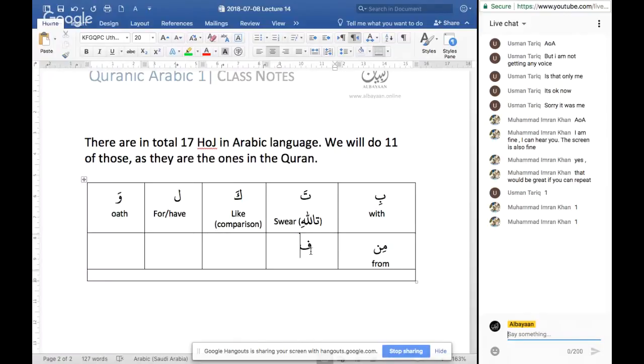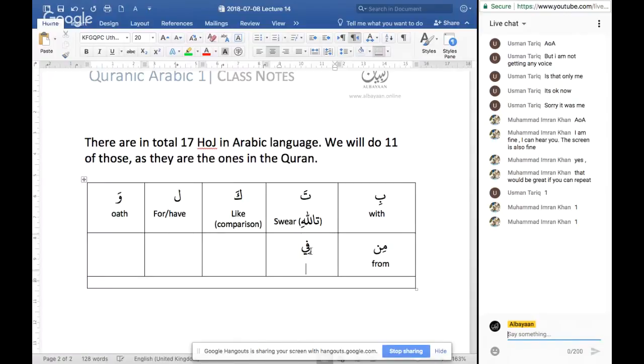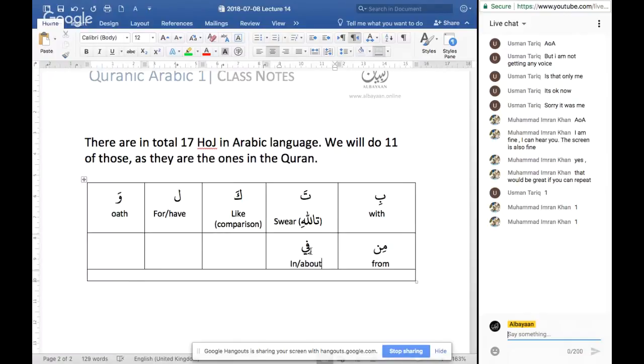Another one, which is quite widely used in the Quran as well, is fi. Fi means in or about. It is used in the meaning of in or about.